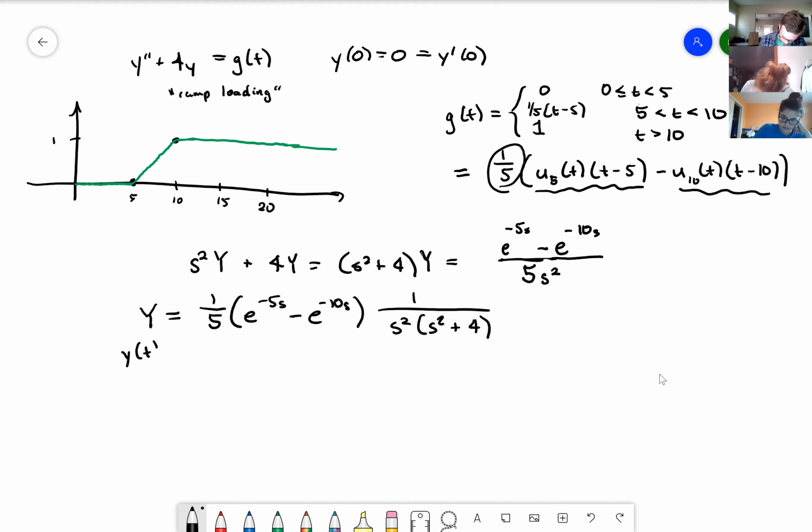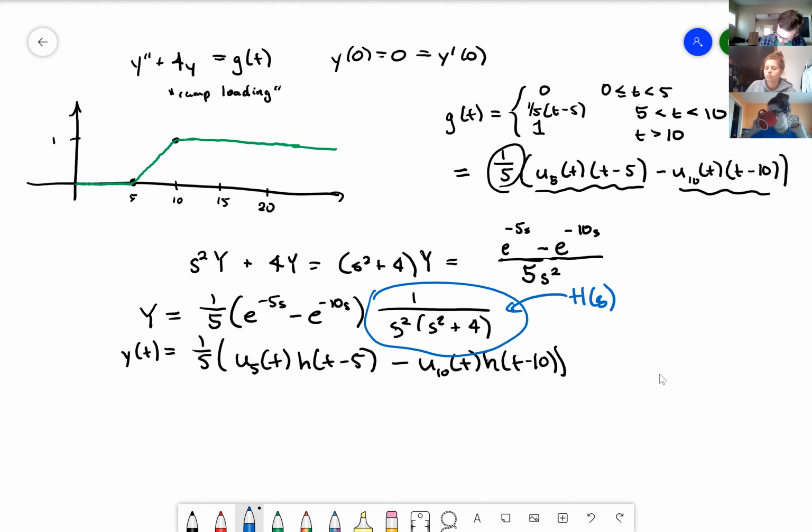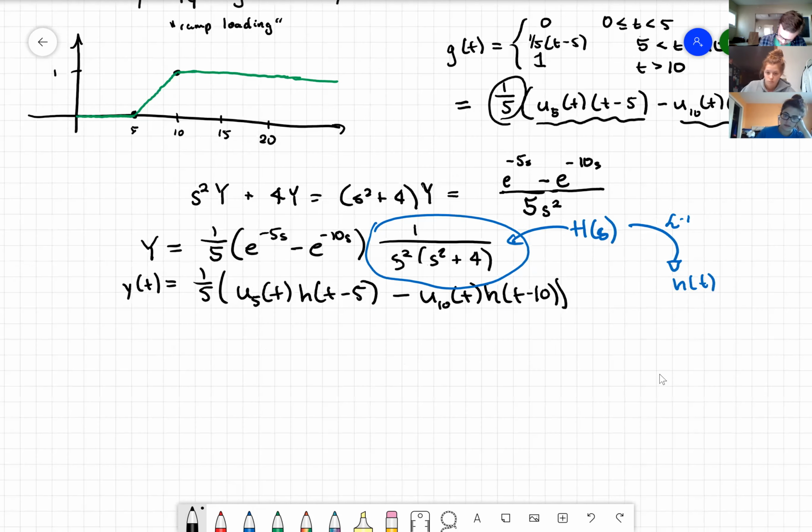Now we know that our solution is going to be 1/5 times U5 of t, h of t minus 5, minus U10 of t, h of t minus 10. I'm going to use the same notation as before, but then I'll write down what I actually mean by it. This part right here, using the same notation, will be H of s, and then we'll take the inverse Laplace transform to get little h of t. So that's what that h of t will be.